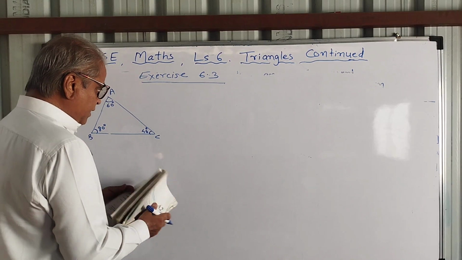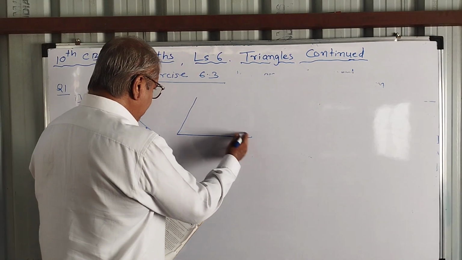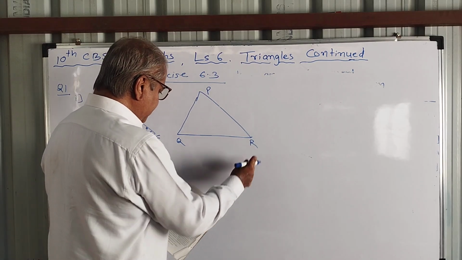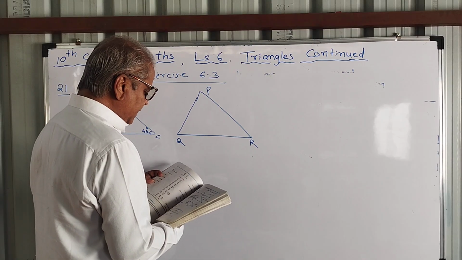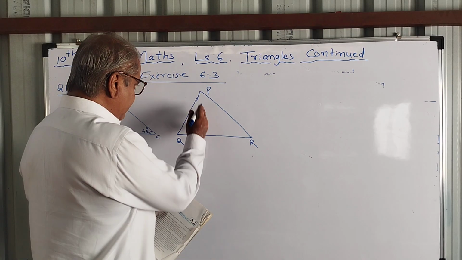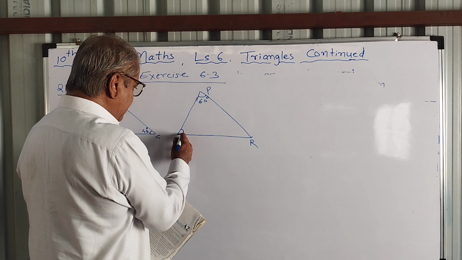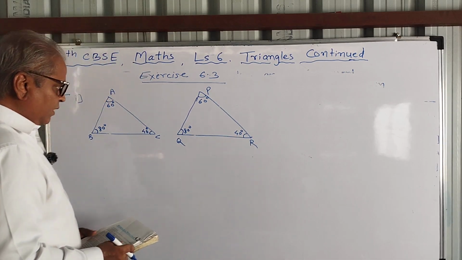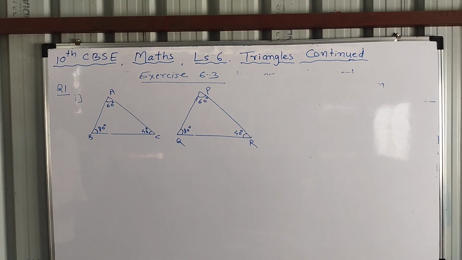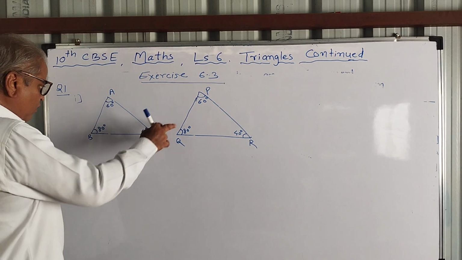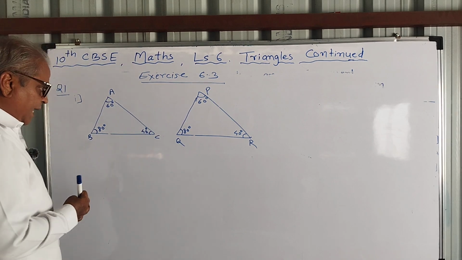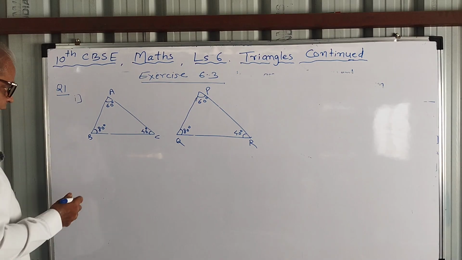Another triangle PQR, in this figure 60, 80 and 40. 60 degrees, 80 degrees, 40 degrees. So the information is regarding the angles only, so don't look for the sides. As corresponding angles are congruent, we can say these two triangles are similar by AAA criterion or AA criterion.